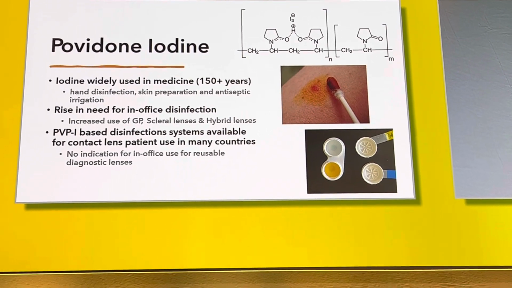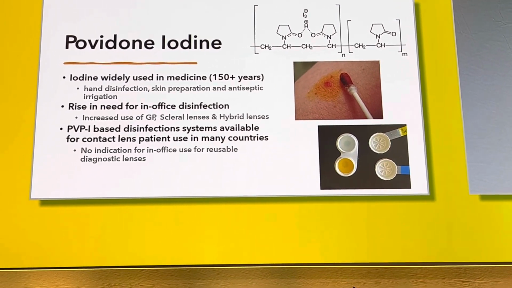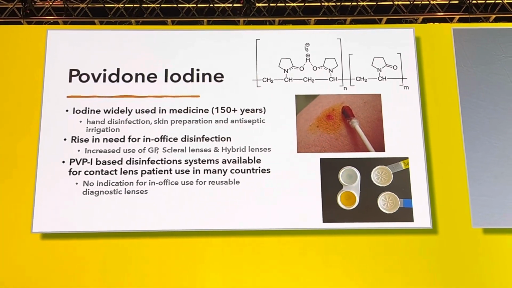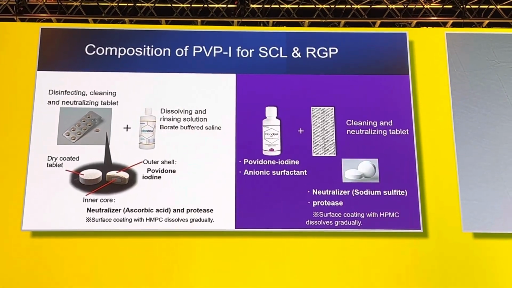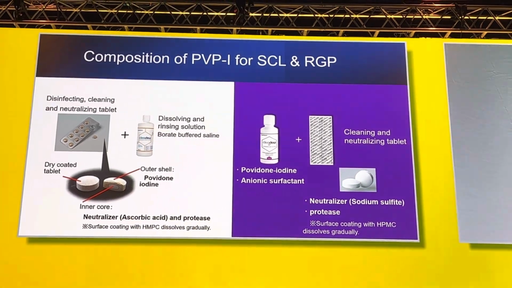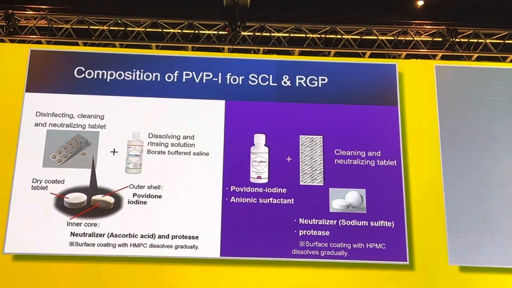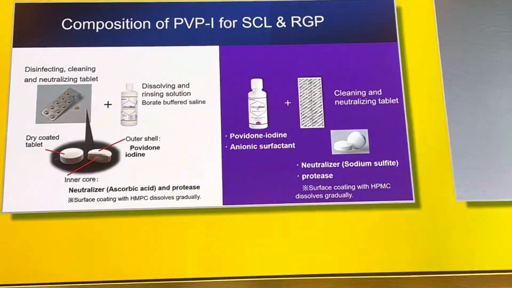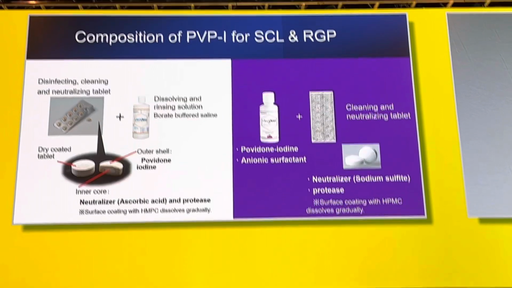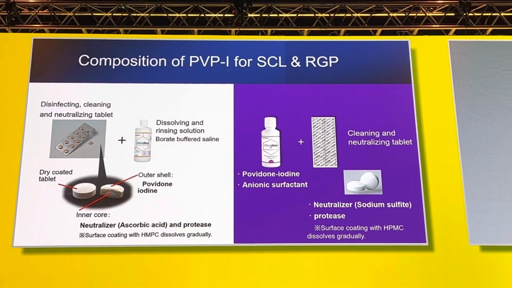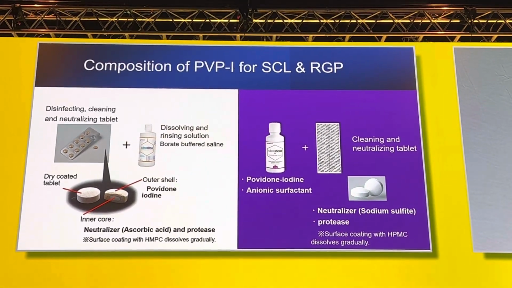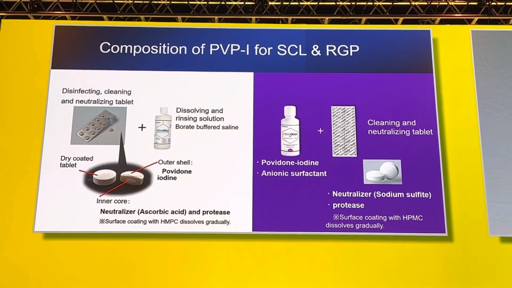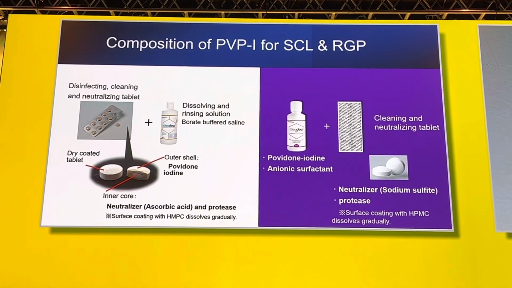So wouldn't it be nice if you could actually tell by looking in a case, very visibly, whether it's in the process of being disinfected or whether disinfection is finished? So these are the two systems that are commercially available. The systems are slightly different for soft lenses and rigid lenses. So on the left in white, we have the soft lens system where you have a tablet that is HPMC coated on the outside, and then there's a layer of povidone iodine, and then the innermost layer is the neutralizer, as well as a protease, and it's mixed with a buffered saline.